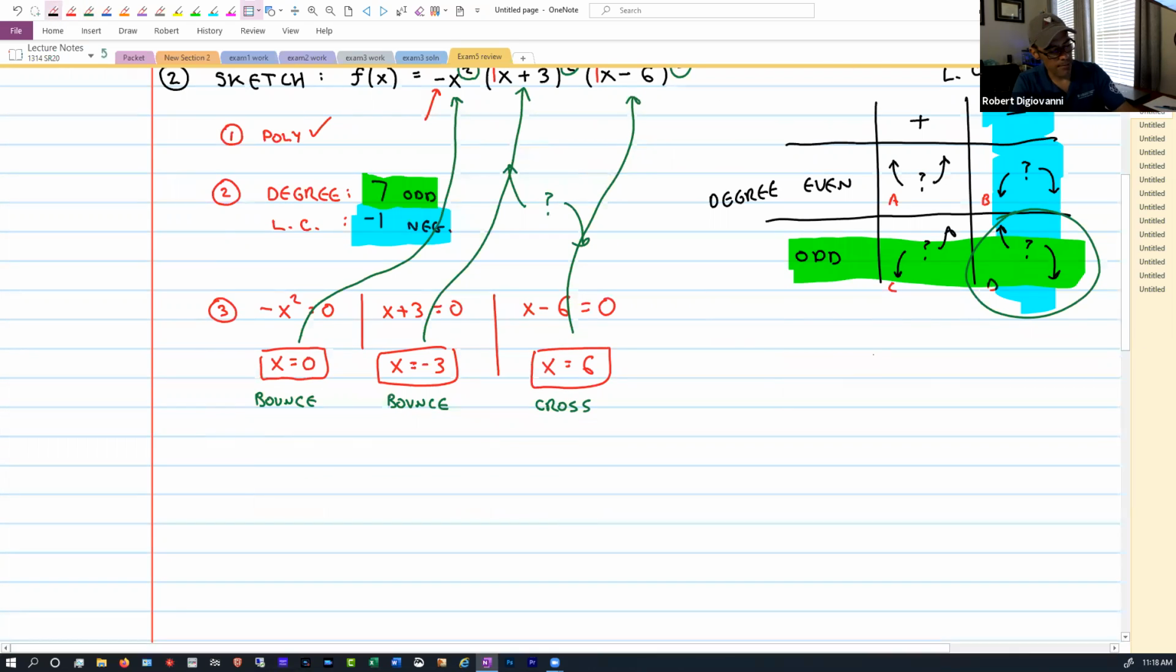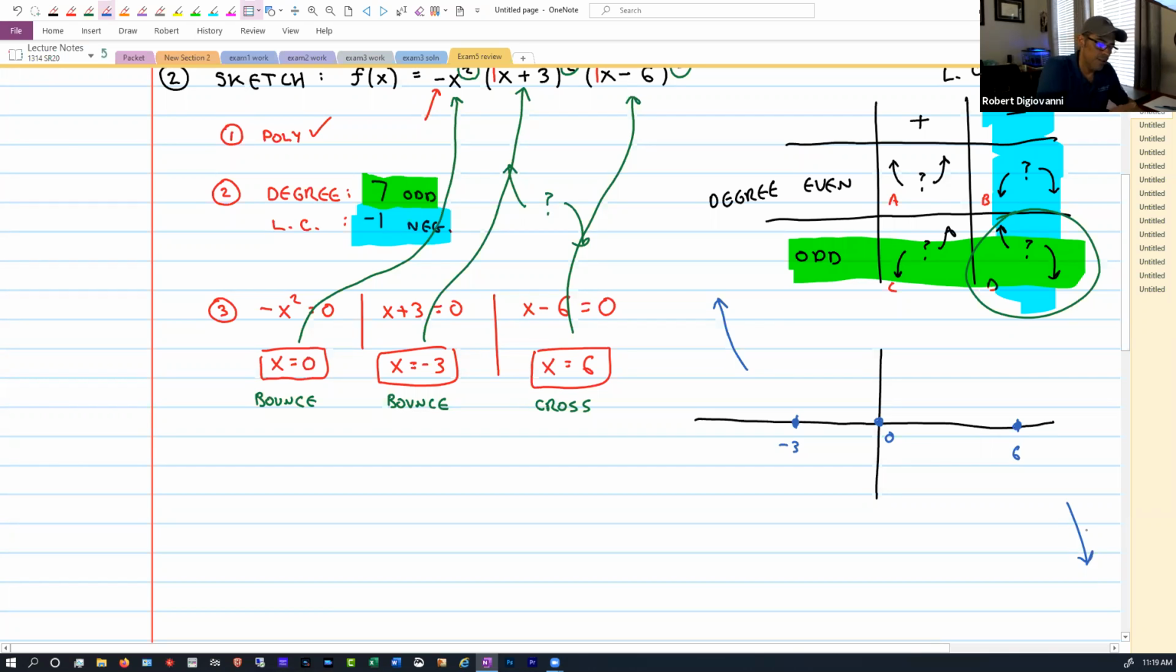And now I draw. Okay, x-intercepts at 0, -3, and +6. Left side goes up. Right side goes down. And be careful here because the order that you go is not necessarily just left to right. You have to look at this.